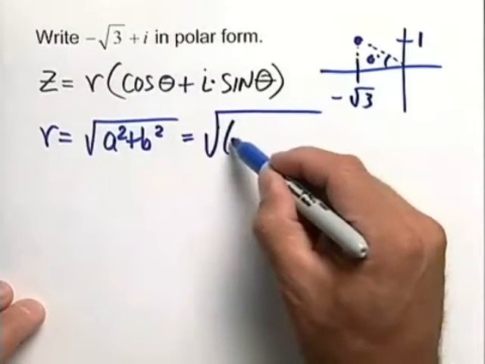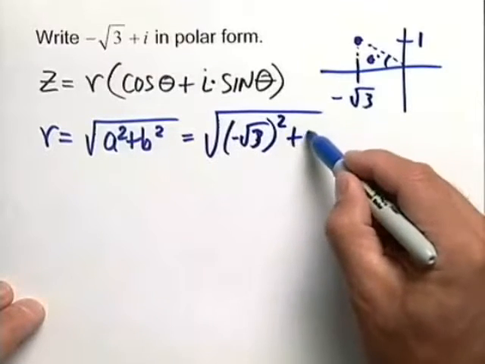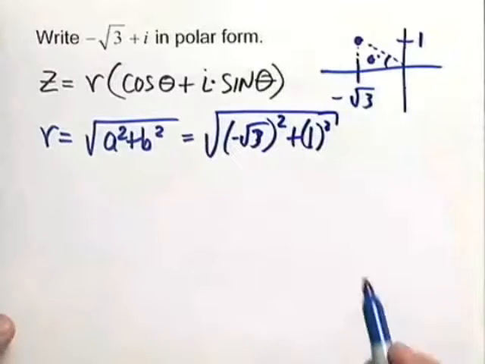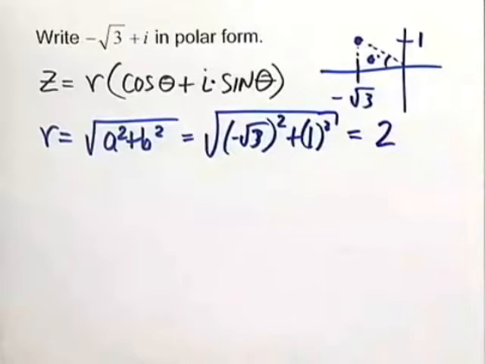So let's write that out here. Negative square root of 3, the quantity squared, plus 1 squared. All right, so if we simplify that, we get our favorite number here, the square root of 4, which equals 2. So the radius in this particular problem is 2. Now all we need is theta, and we'll have it.